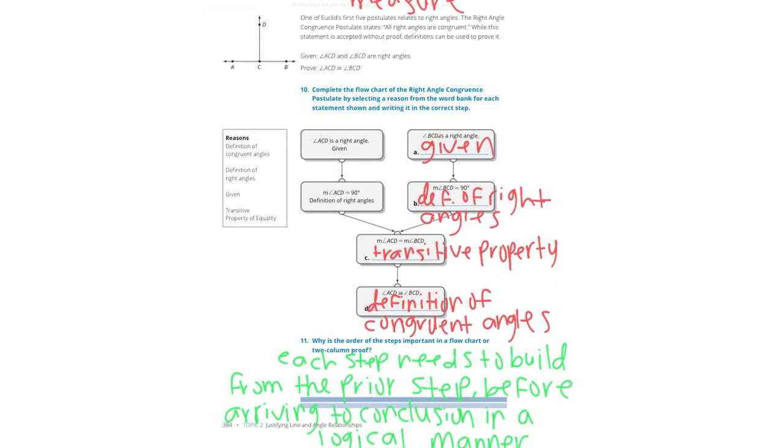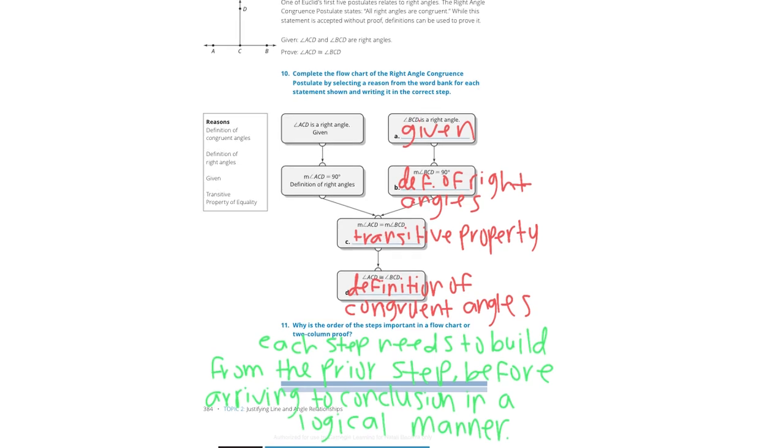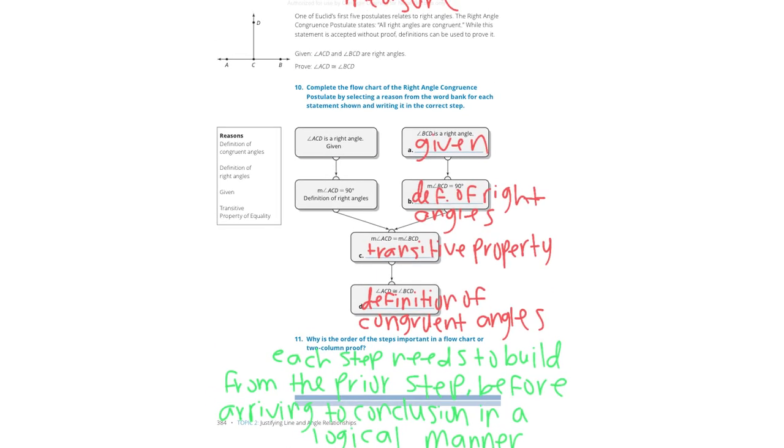Moving on. One of Euclid's first 5 postulates relates to right angles. The right angle congruence postulate states that all right angles are congruent. While this statement is accepted without proof, definitions can be used to prove it. So this is what they give us. Given angle ACD and angle BCD are right angles, we have to prove that angle ACD is congruent to angle BCD. So we're going to complete the flowchart to prove this, and they give us the reasons right here on the left hand side. All of these are the reasons, we just have to put them in order.